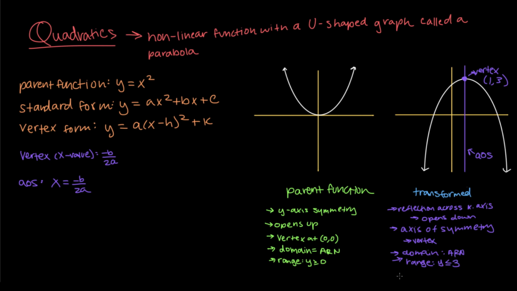So the last thing we're going to talk about is your maximum or your minimum value. So this is based on whether your graph opens up or if it opens down. So if your graph opens up, then you're going to have a minimum value. If your graph opens down, like our transformed one does, you're going to have a maximum value. And so we have a max value here. And the maximum value is just equal to the y value of the vertex, which is going to be 3.